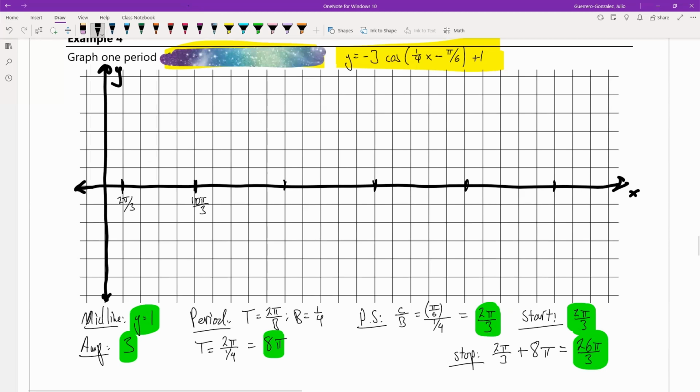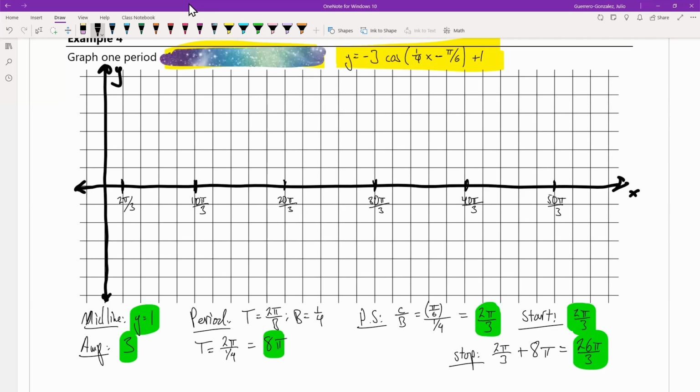Okay, so I'm counting out by 10 pi over 3. So this is going to be 20 pi over 3, 30 pi over 3, 40 pi over 3, 50 pi over 3. Okay, now you're probably asking yourself, why did he do that? It's easier now to count out the amount that we need.